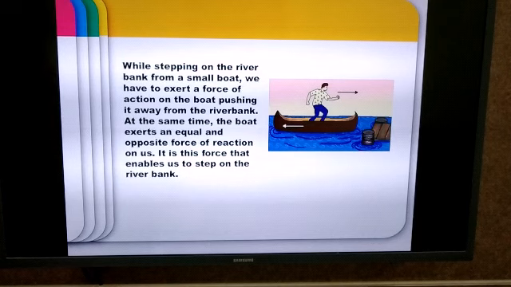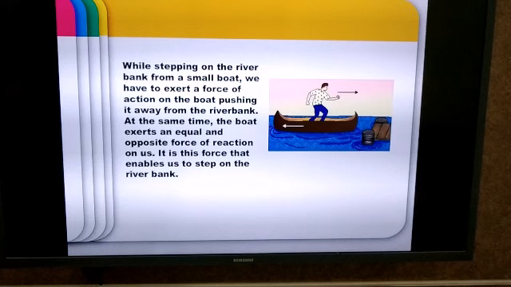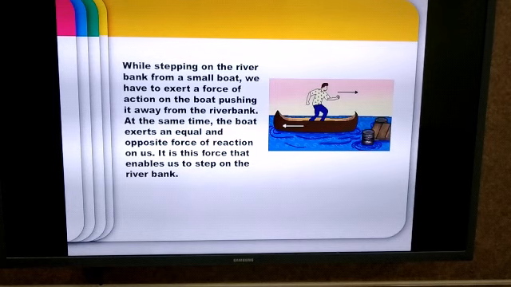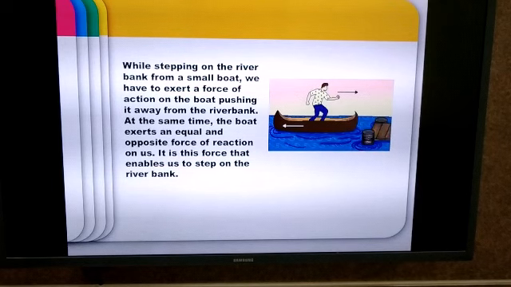While stepping from a boat, a man exerts a force of action on the boat. In turn, the boat also exerts a force of reaction on the man, helping him to step out of the boat. And what happens to the boat? The boat moves away from the shore due to the force of action which is exerted by the man.